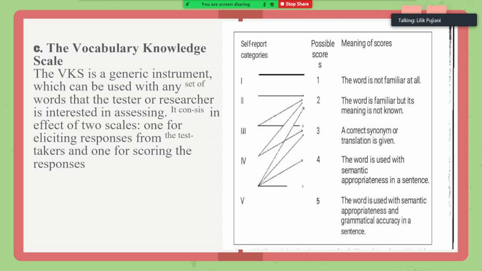Next, the vocabulary knowledge scale. The vocabulary knowledge scale or VKS is a generic instrument which can be used with any set of words that the tester or researcher is interested in assessing. It consists in effect of two scales, one for eliciting responses from the test taker and one for scoring the responses. Here is the table of self-report categories and possible meanings of scores. Next.